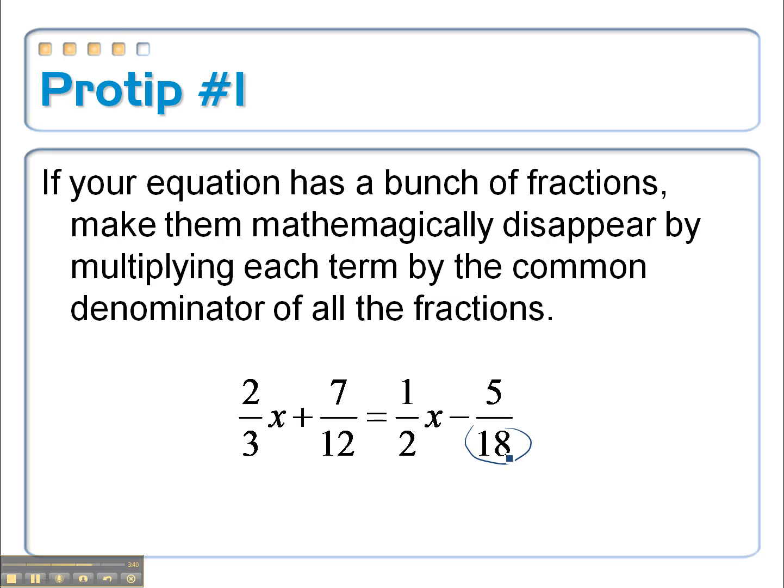So then I take 18 and I times it by 2. 18 times 2 is 36. Now check to see if they go in there. 3 does, yes. 12 does, sure. So does 2. So this is what I would multiply both sides by. Times 36. If I wanted to make all those fractions disappear.